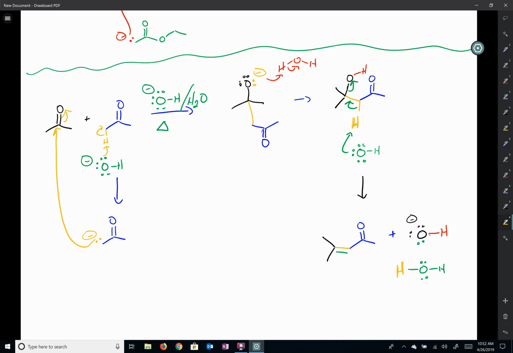And so we end up forming, right, an alkene, right? An alkene that's kind of next door to our ketone right there, okay? So we end up generating this new kind of, let's say, functional group right here where we have an alkene that's next door to a ketone right there.